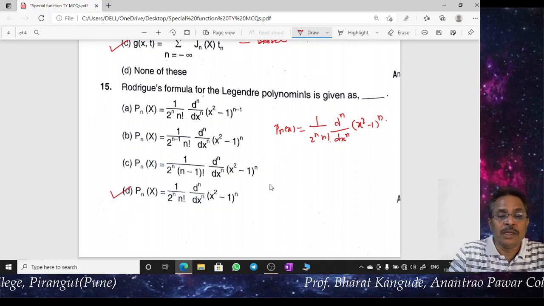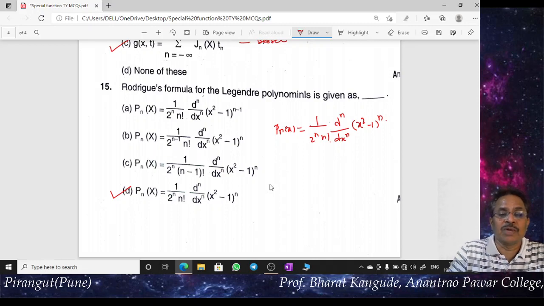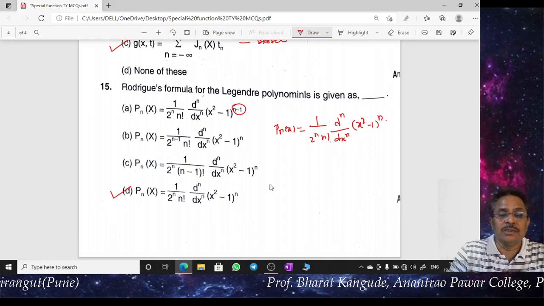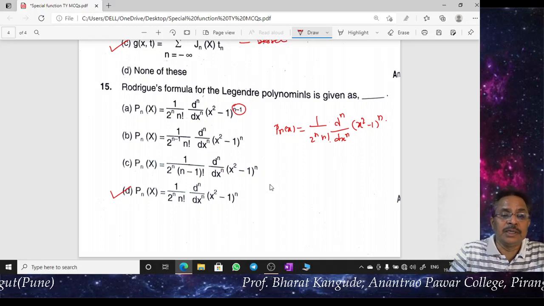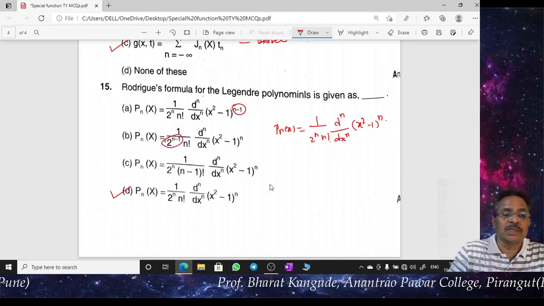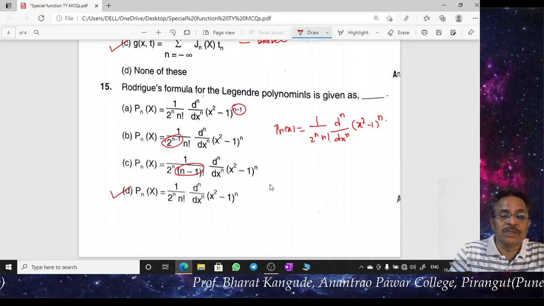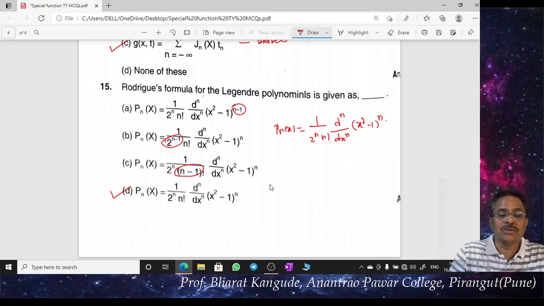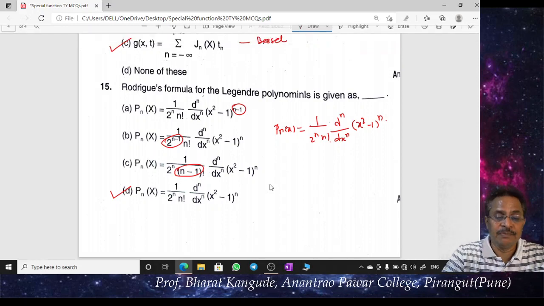Now here, 2 raised to n, n factorial, d raised to n upon dx raised to n into x square minus 1. This is wrong, here n minus 1 is written, that's why it is not correct. Option B, here it is 2 raised to n minus 1, that is the change. That's why this is not correct. Option C, 2 raised to n into n minus 1 factorial, this term is not needed there, so that is also not correct, and therefore the correct option for question number 15 is D as given here.